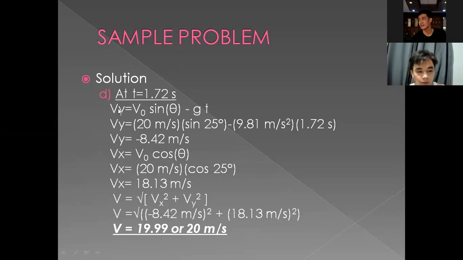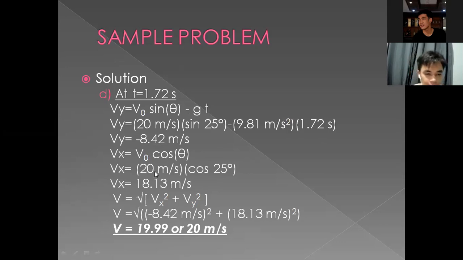Kukunin natin yung vertical velocity and horizontal velocity using the first and second equation. So, using time t equals 1.72 seconds, sa first equation natin, Vy equals initial velocity times sin theta minus gt. Substitute lang tayo ng mga given. Tapos, ang final answer is negative 8.42 meters per second. And yung second equation, Vx equals initial velocity cos theta. Substitute lang natin yung mga given, makukuha natin is 18.13 meters per second.